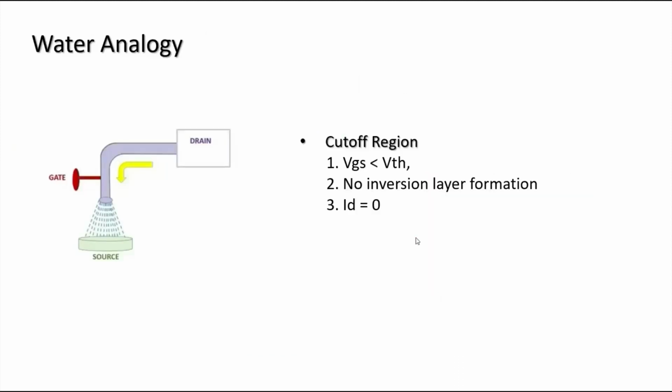There are three regions of operation for MOSFET: cutoff region, linear or triode region, and saturation region. First one is cutoff region. In cutoff region, the voltage at the gate side is less than the threshold voltage, so there is no formation of inversion layer, and there is no drain current. In the water analogy, there is no blue pipe, there is no channel, so there is no water flow.